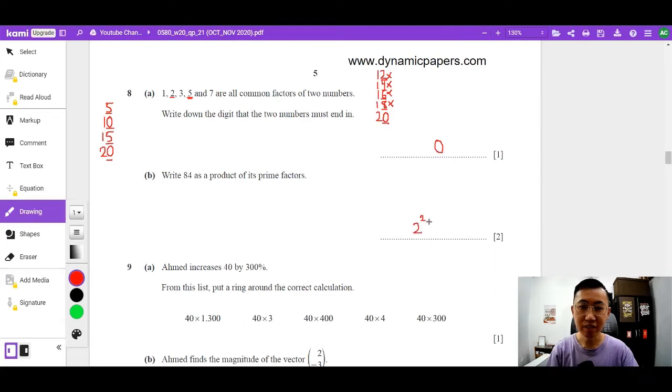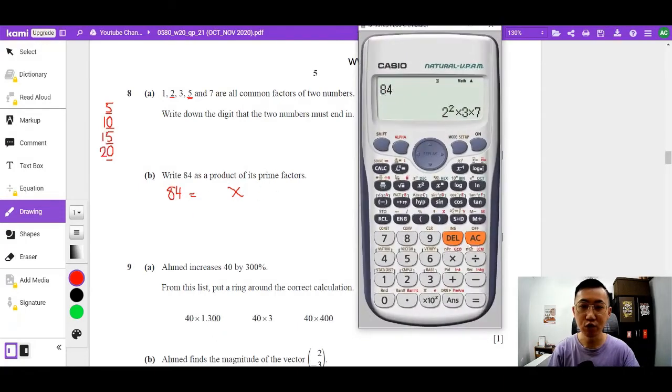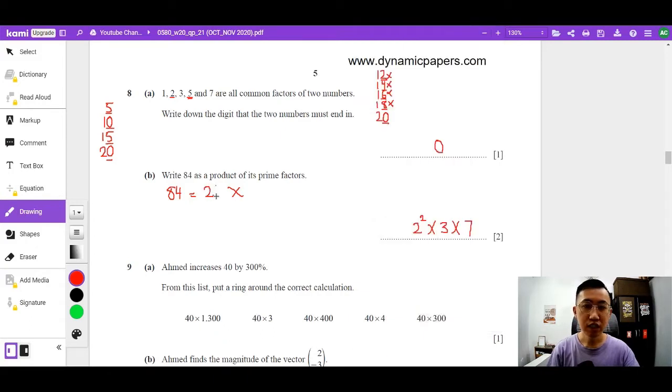Let me copy that. 2 squared times 3 times 7. That is the answer. Alright, if you do not have this function on your calculator, never mind, we can always work it out. So what you have to do, you're going to write 84 for the working equals to, now think about the combo, right? What times another number will get you 84? So you can simply use your calculator. 84 for example divided by 4, let's see. Okay, so you get 21 times 4 is actually 84.